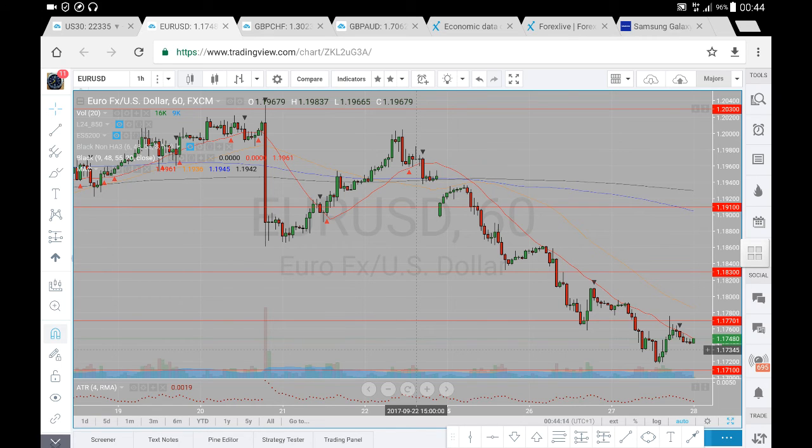So to just wrap up, I do remain bearish, but I do bear in mind that we are approaching the end of the month, the end of the week. So a counter move is likely in the short term on the euro USD.